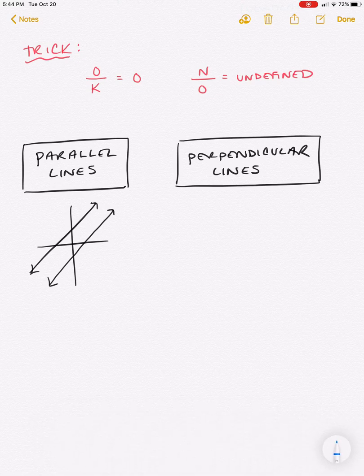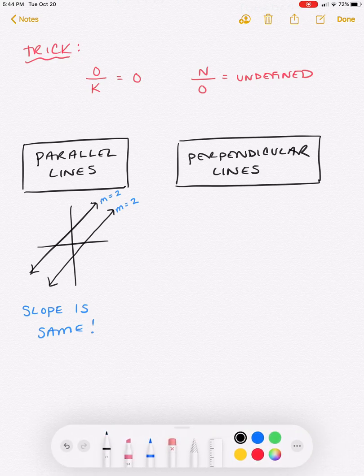Well, what causes the steepness of a line? You're exactly right, slope. The slope is the same. So if this line has a slope of 2, then this line must also have a slope of 2. Okay? Let's move on to perpendicular.